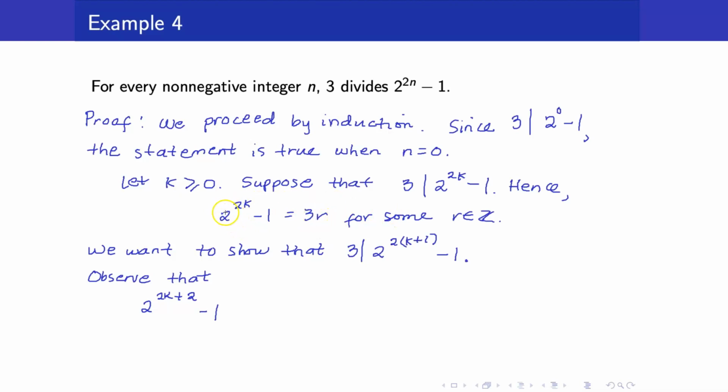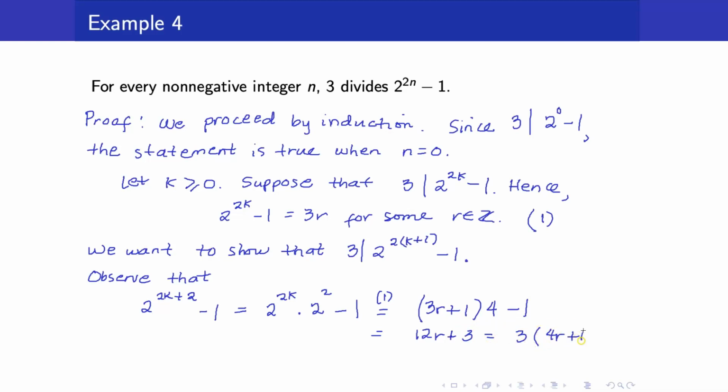What you can do is to separate your 2 raised to 2k because it appears here. So I will write it as 2 to the 2k times 2 squared minus 1. From this equation, let's call it 1, this is equal to, my 2 to the 2k is 3r plus 1. And then I will copy 2 squared, which is 4 minus 1. And this is equal to 12r plus 3. And this is now 3 times 4r plus 1.